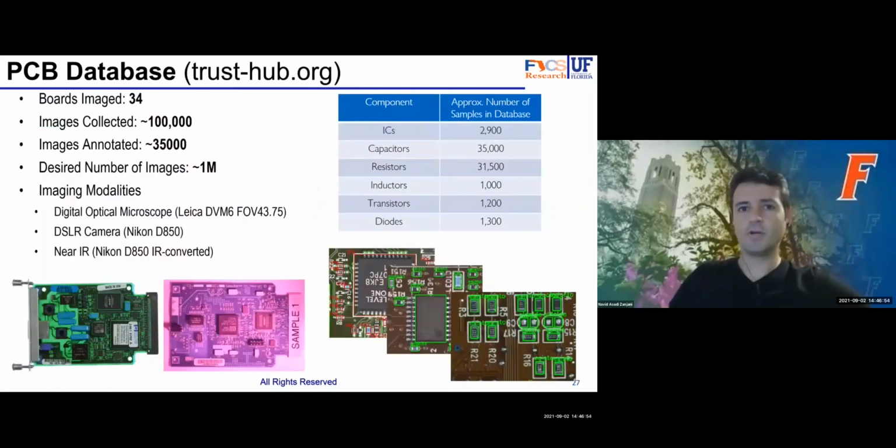So our database, I think I saw a question about the database. Right now we have our PCB database up. IC is still being worked on. PCB optical is up, and PCB X-ray hopefully will be up soon, at trust-hub.org. Components are annotated. Anyone can take those and implement different algorithms to look into their efficiency for the components. We are adding about 5 to 10 boards to this database every month, so we are going to keep working on it for the next year or so.